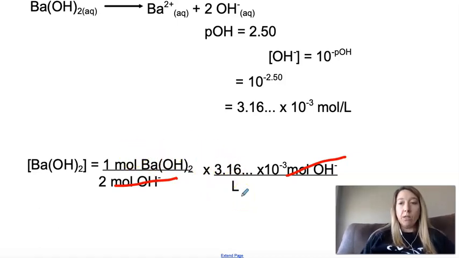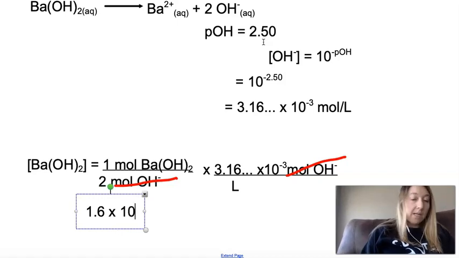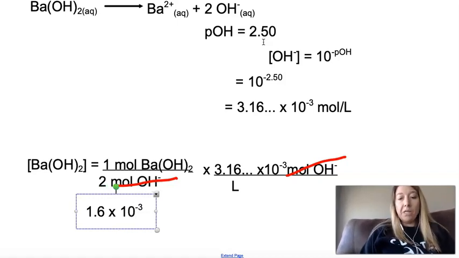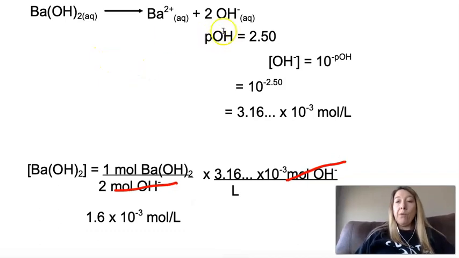So we take our answer, because we want to use that whole number, and we divide by 2, and from there we get our concentration of barium hydroxide as 1 point, well, how many significant digits? 2, because our pOH had 2 numbers after the decimal. So 1.6 times 10 to the negative 3. Again, because this is a concentration, we need to make sure we include the units of moles per liter. So we converted pOH to get the concentration of hydroxide. Once we have the concentration of hydroxide, we can do our unit analysis to calculate the concentration of barium hydroxide using our ratio.